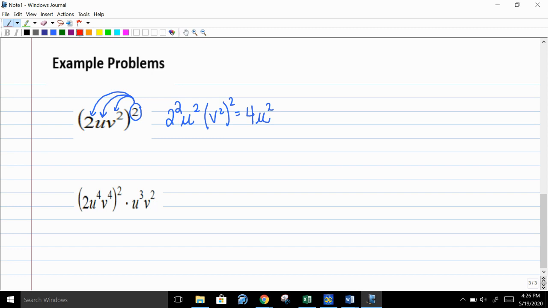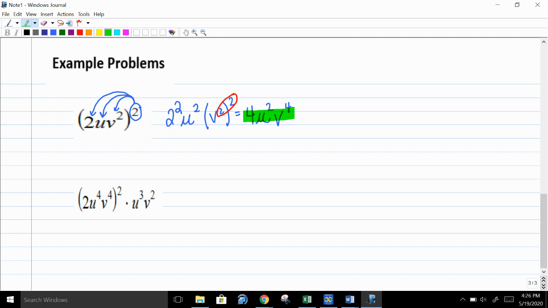And right here, v squared squared, I have an exponent high multiply situation. So exponent high multiply, that would be v, 2 times 2 is 4. So your final answer for that first one is 4 u to the second v to the fourth.